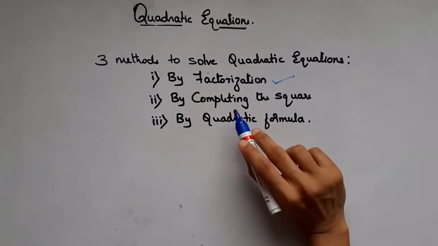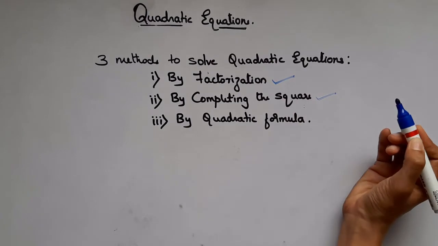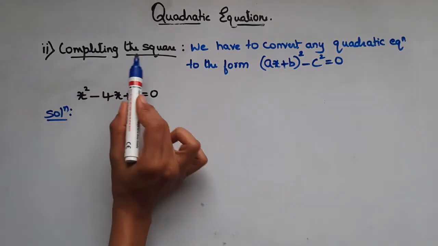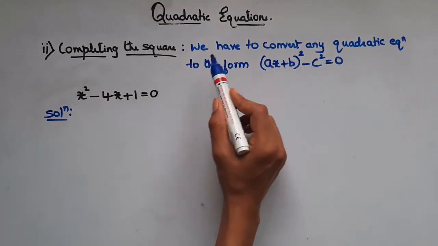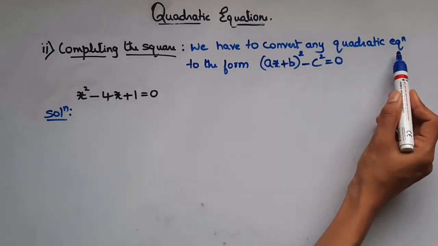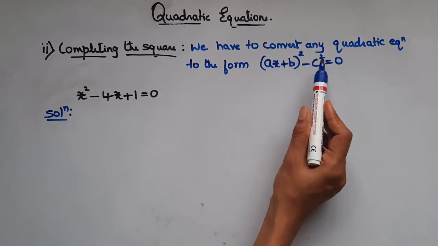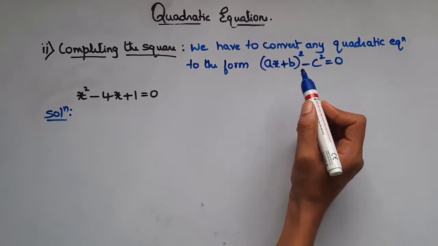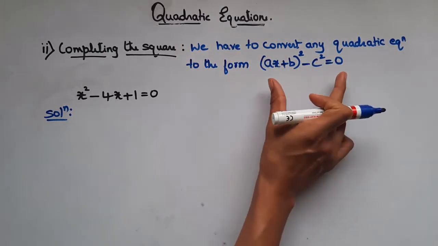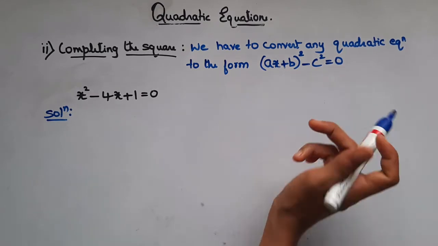So in today's video, we will see solving by completing the square. In this method, we have to convert any quadratic equation to the form (ax + b) the whole square minus c square equal to 0. That is, we have to bring down the quadratic equation to this form. That we will see in the example.